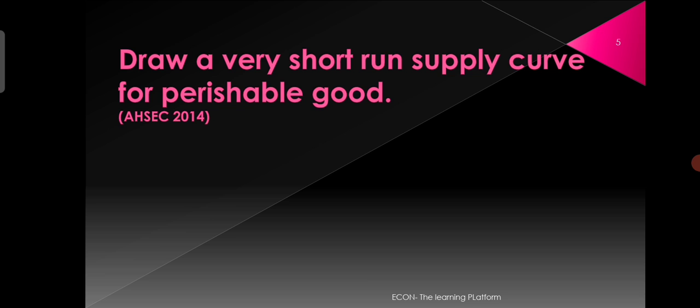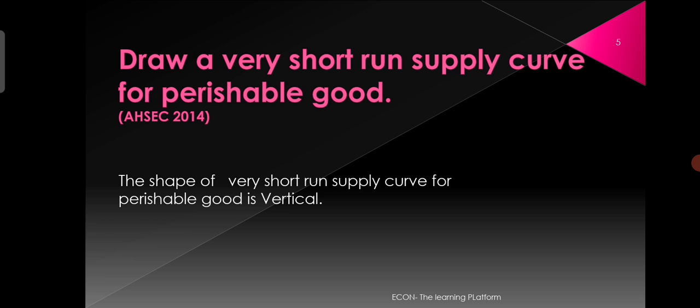Here you have to draw a very short run. The time period is very short run and supply curve for perishable good. As we all know, the supply curve slopes upward. This is the normal supply curve which slopes upward. But here the shape of supply curve will change. And what is the shape of supply curve? It is vertical. The shape of very short run supply curve for perishable good is vertical.